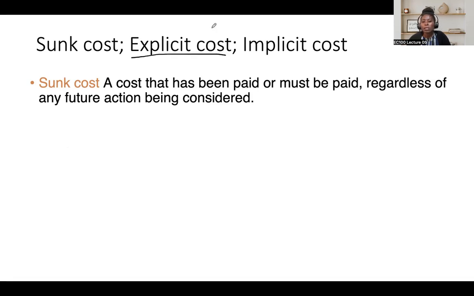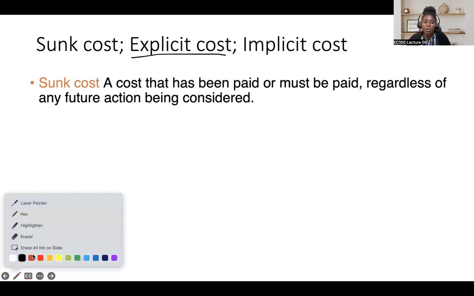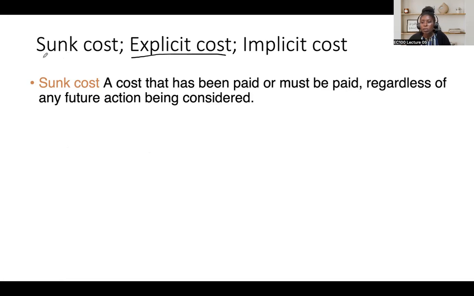But when it comes to economics, there are so many other costs. There's a sunk cost, and then there's implicit cost. A sunk cost is a cost that has been paid or must be paid regardless of any future action being considered. Sometimes we mix these up. You might include sunk cost in the other costs, but usually it's not, because you basically incur it directly as an explicit cost, but it's not going to be included in the process, whether it's production or anything.